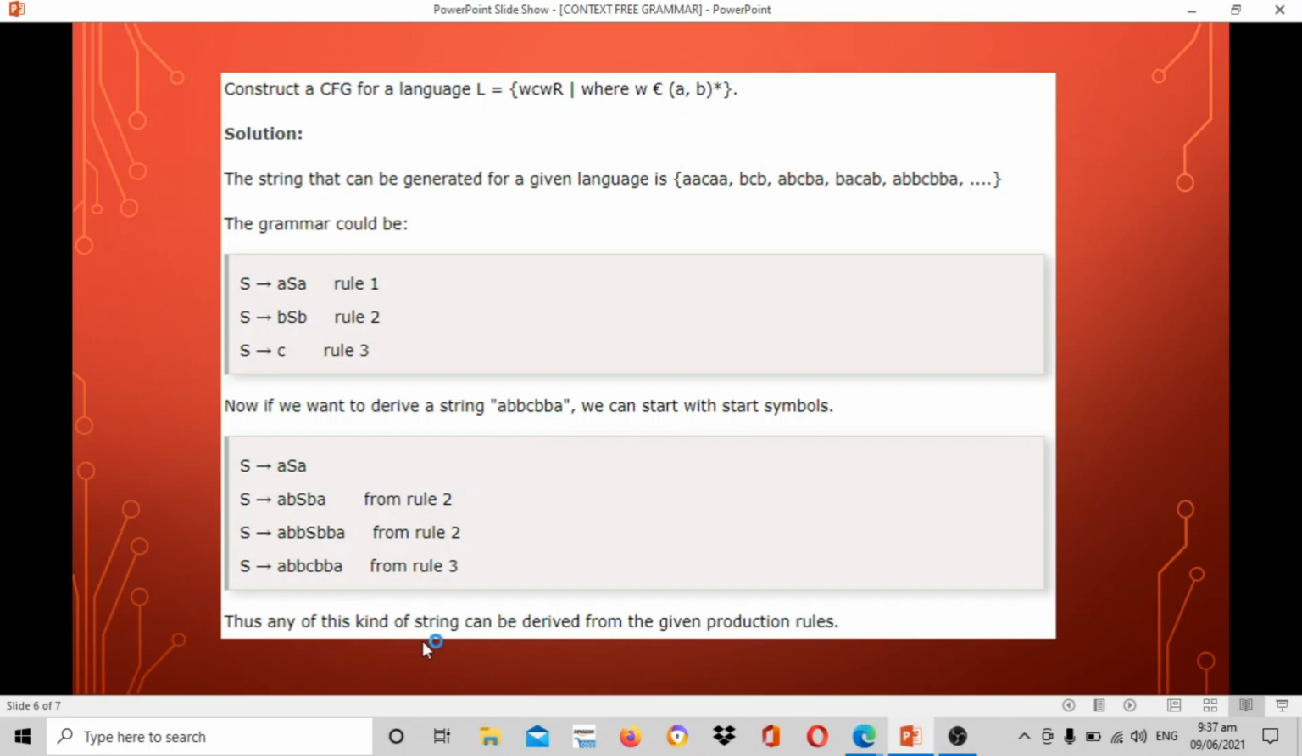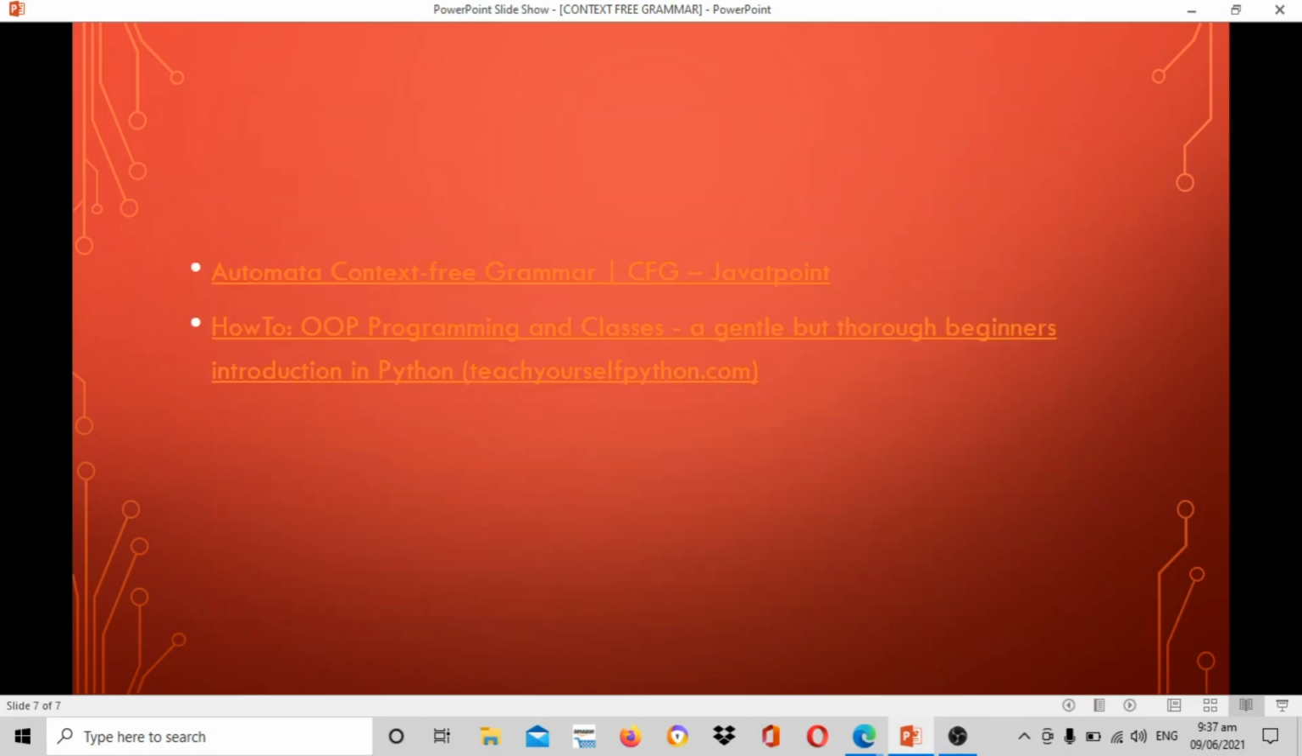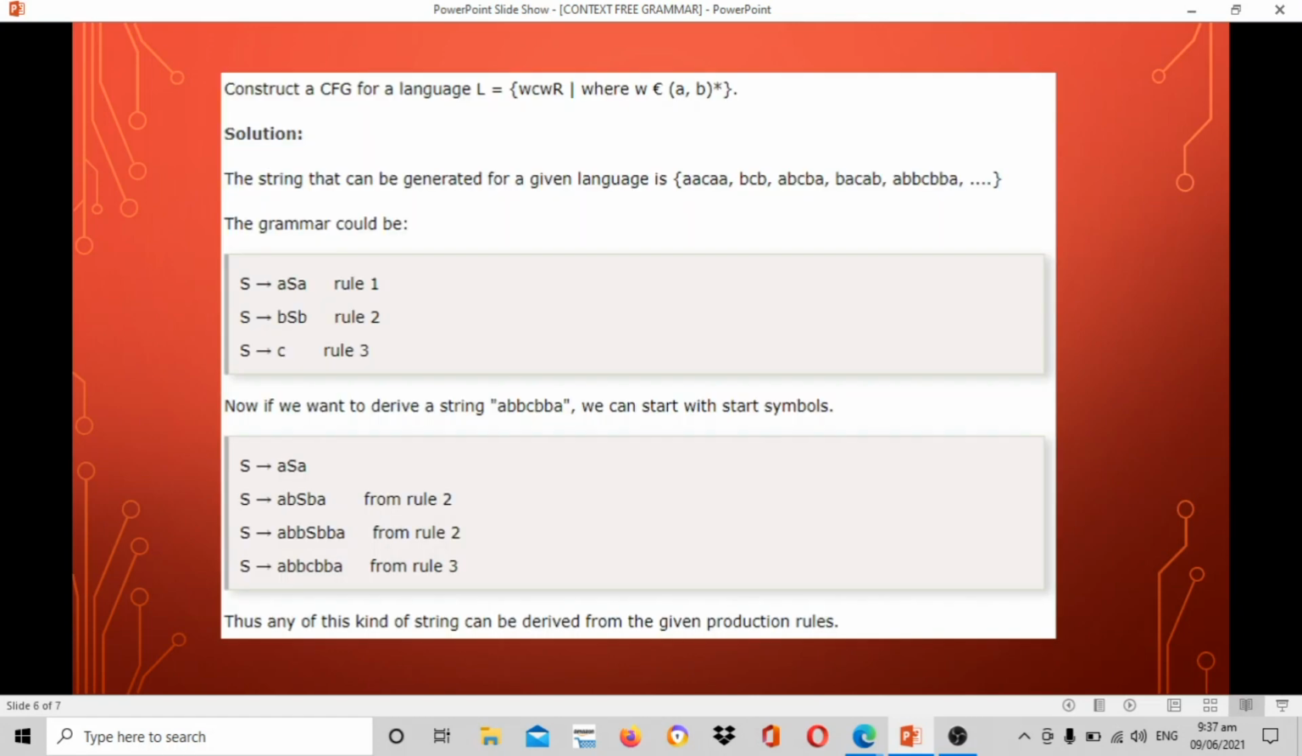Thus, any string of this kind can be derived from the given production rules. Okay? So this lecture we got from Automata Context-Free Grammar, CFG, Javatpoint. Okay, thank you for this lecture in the Javatpoint.